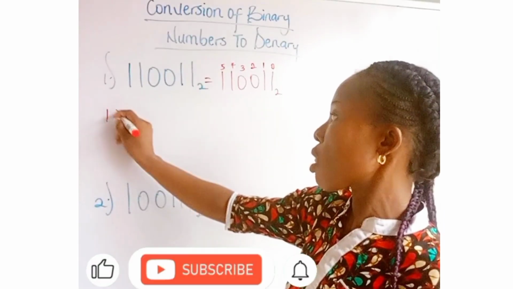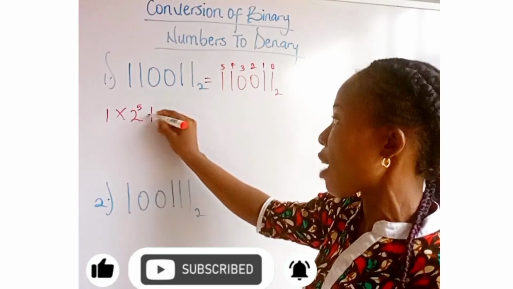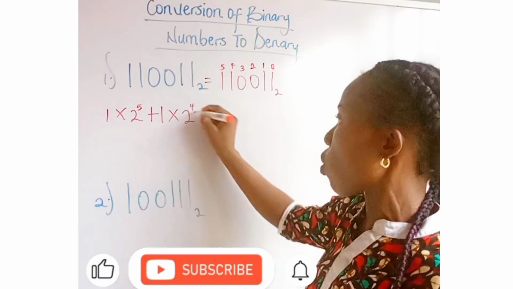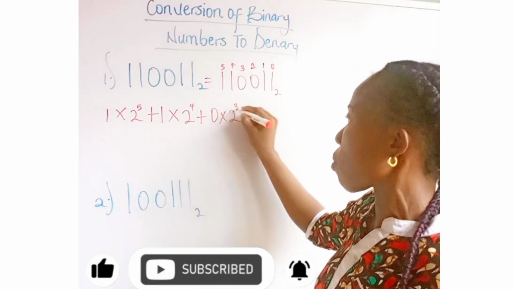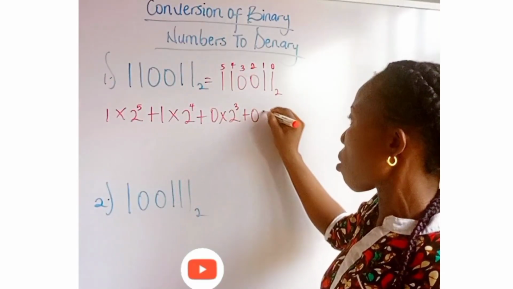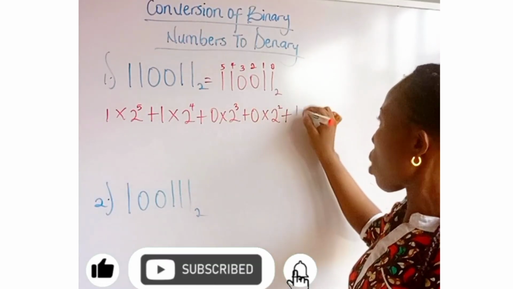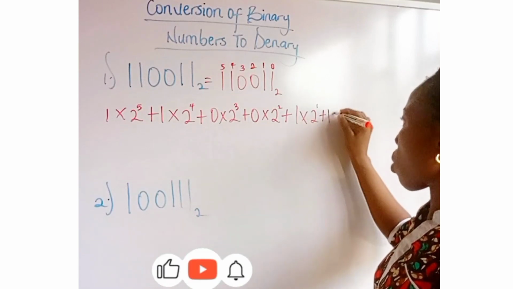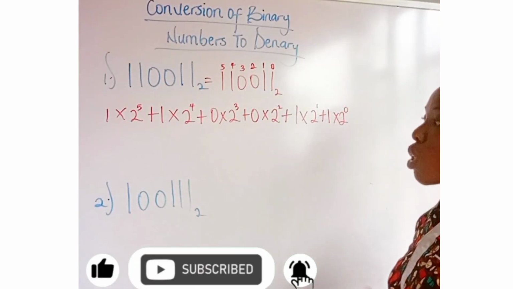So we have 1 times 2 raised to power 5, plus 1 times 2 raised to power 4, plus 0 times 2 raised to power 3, plus 0 times 2 raised to power 2, plus 1 times 2 raised to power 1, plus 1 times 2 raised to power 0. Now we are done with the first part.